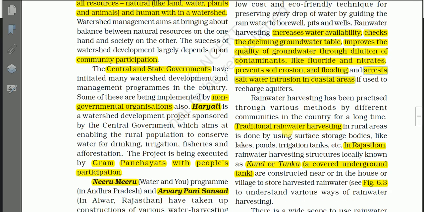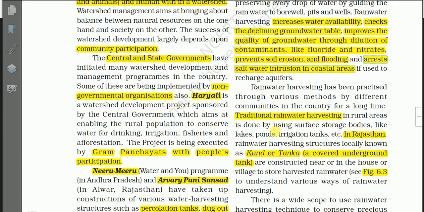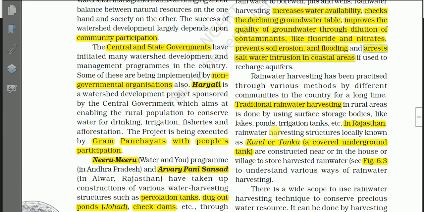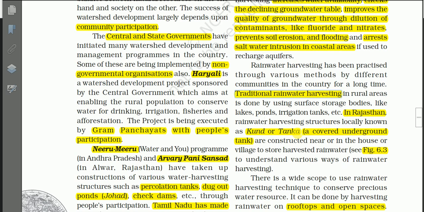Okay, let us continue. Rainwater harvesting has been practiced through various methods by different communities in the country for a long time. So rainwater harvesting has been practiced in India since ancient times. Traditional rainwater harvesting in rural areas is done using surface storage bodies, that is by constructing tanks, and not only tanks, lakes also, artificial lakes, ponds, irrigation tanks.